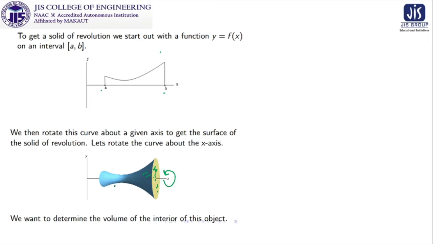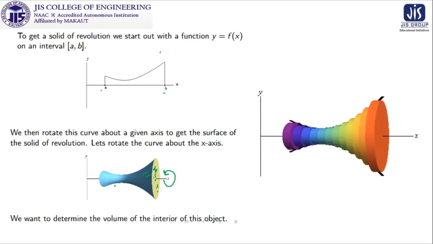Now we want to determine the volume of the interior of this object, so the requirement is the volume of revolution of this curve. How to calculate? Please think about the structure and break it up into circular plates. You can think of it as a cylinder with a very small height, and this is the radius of this one cylindrical surface.